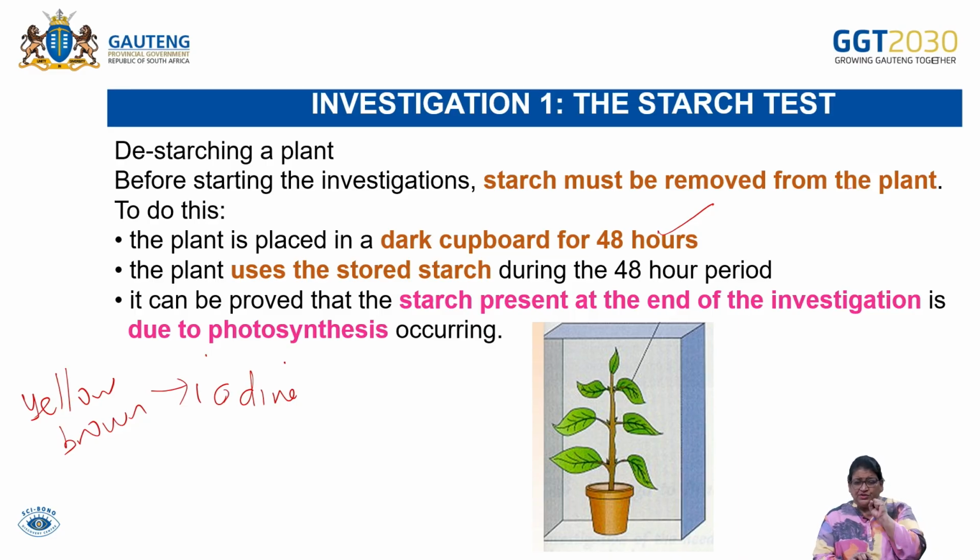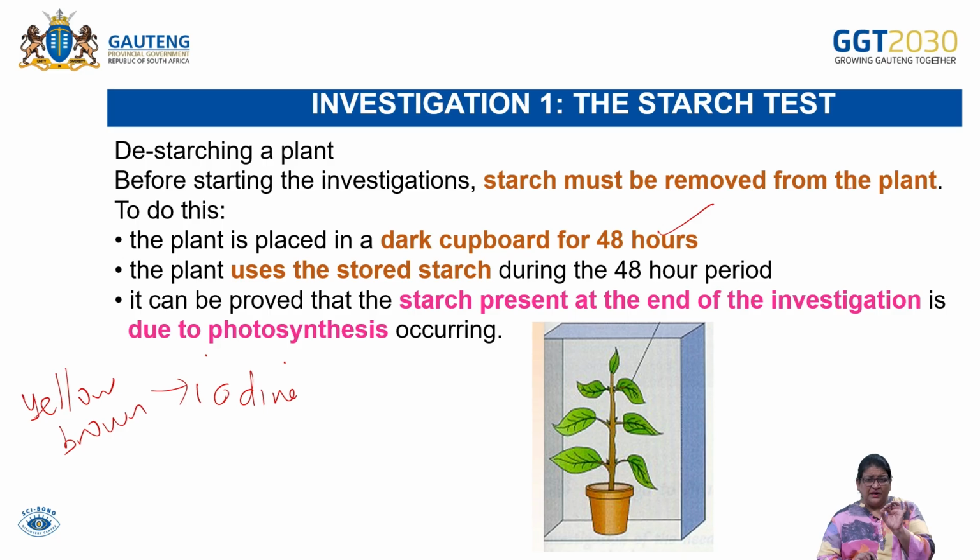And the minute you take the plant out of the dark cupboard, test for starch in all the leaves, and it should be yellow-brown because there's no starch. If starch is present, that iodine, which is yellow-brown, will turn blue-black. And when it turns blue-black, you know starch is present. You'll say, this plant is not yet de-starched. I'm still getting starch. So what you must do, you have to keep it for another 48 hours until all the starch is definitely used up.